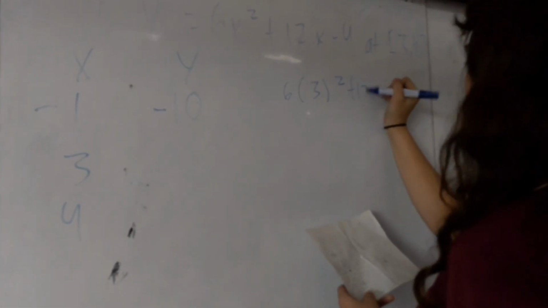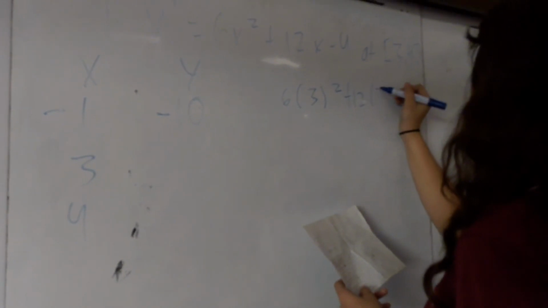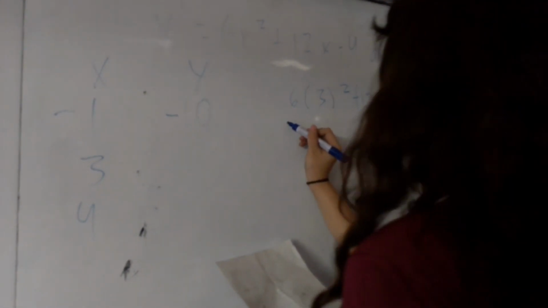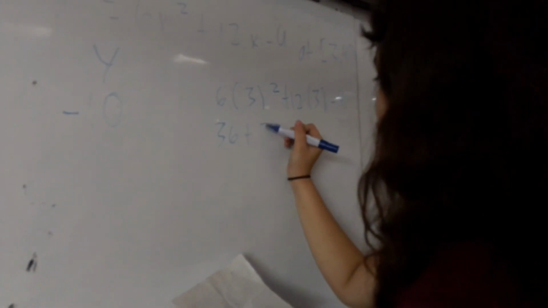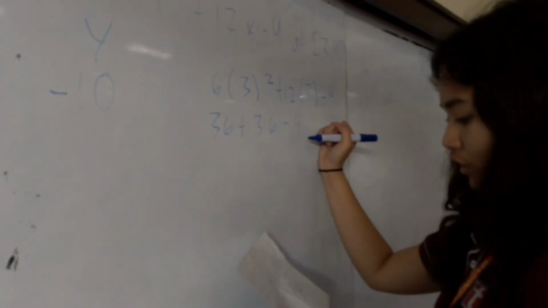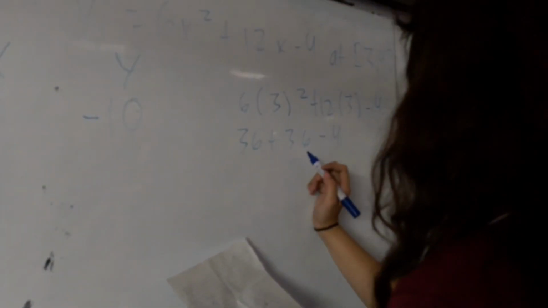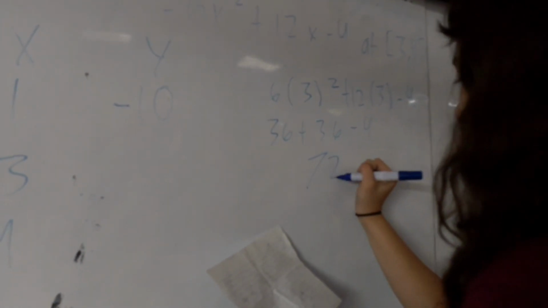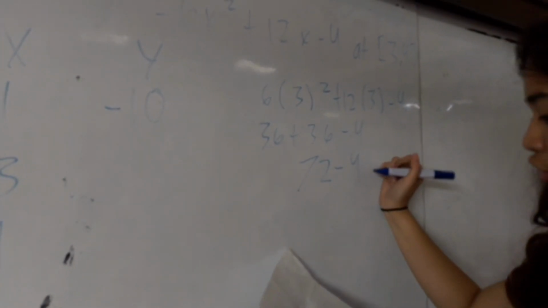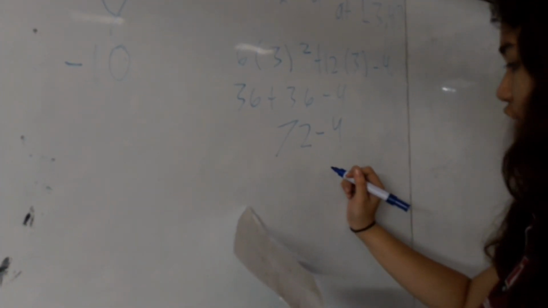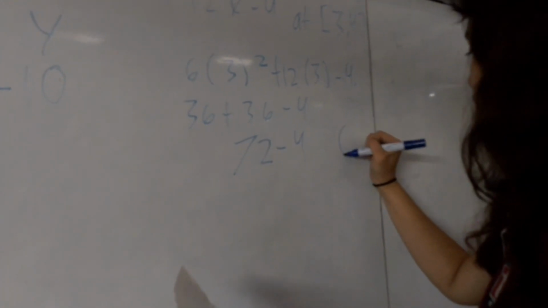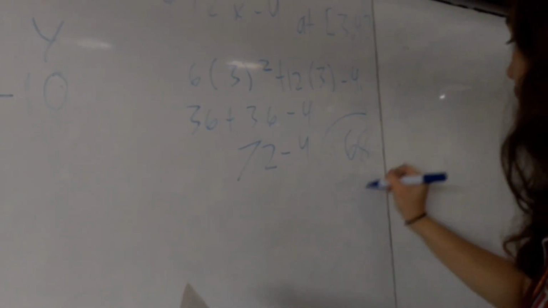The second one is 6 times 3 squared plus 12 times 3 minus 4. 54 plus 36 minus 4. And for the final answer, 86.